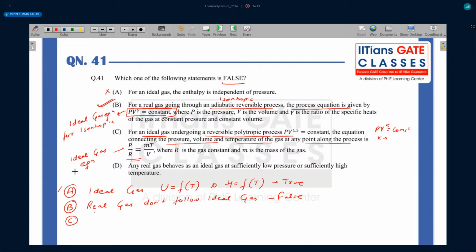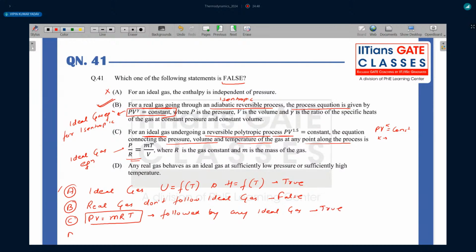and it is followed by all the processes, whether it is constant pressure, constant volume, isothermal, adiabatic, or polytropic. So the ideal gas equation, which is PV equals mRT, is followed by any ideal gas process. Any ideal gas can follow this equation. Okay, so that means it is true.